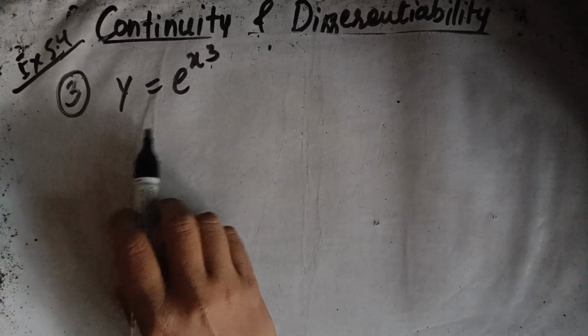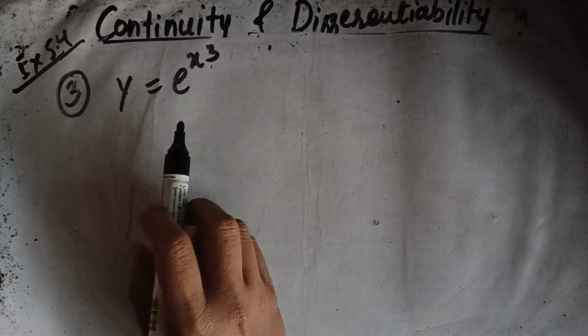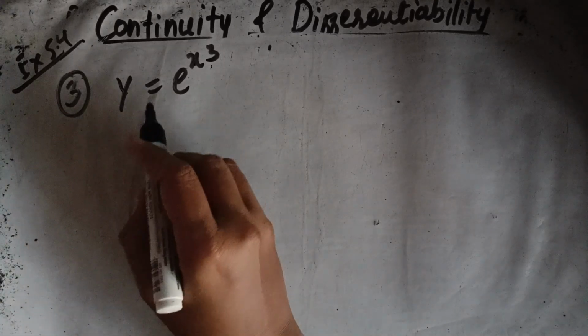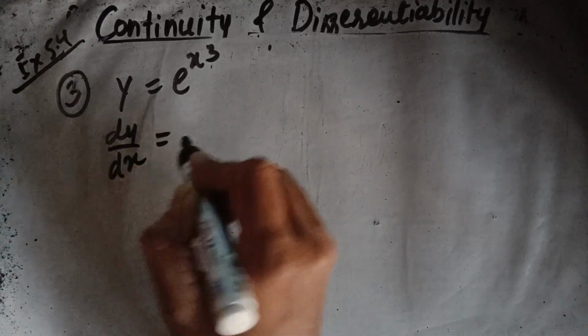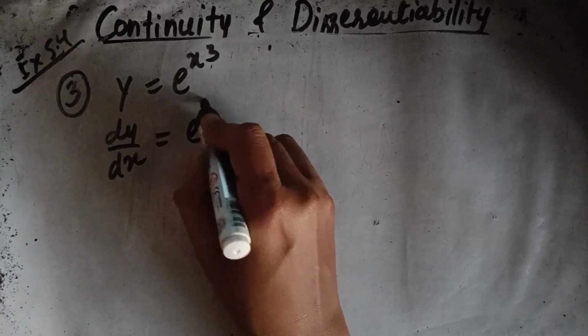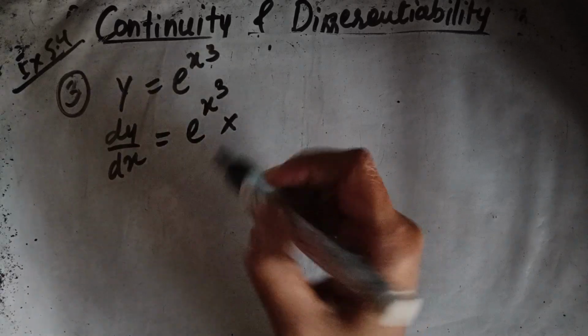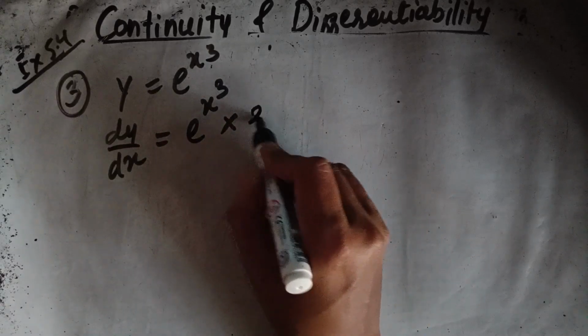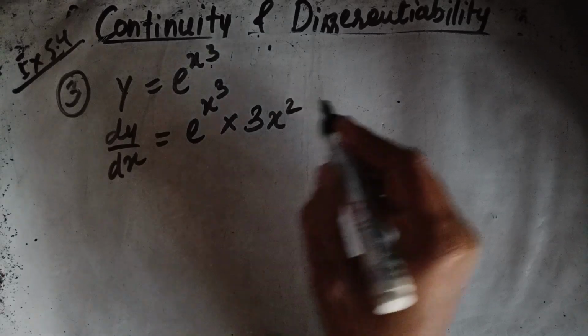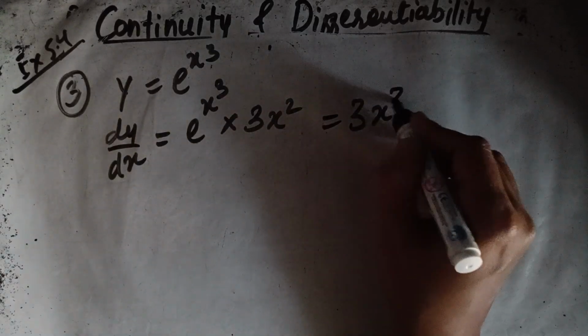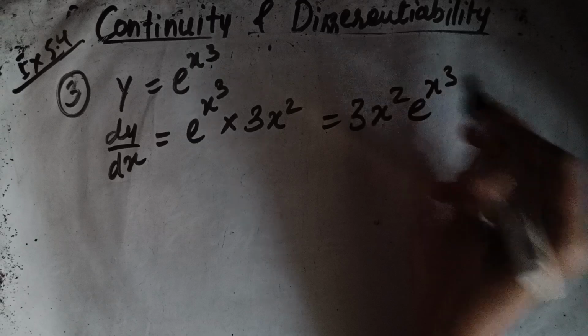Next question, y is equal to e raised to x cube. Okay. So dy by dx, applying chain rule, e raised to x cube into derivative of x cube, 3x squared. Okay. So this can be written as 3x squared into e raised to x cube.